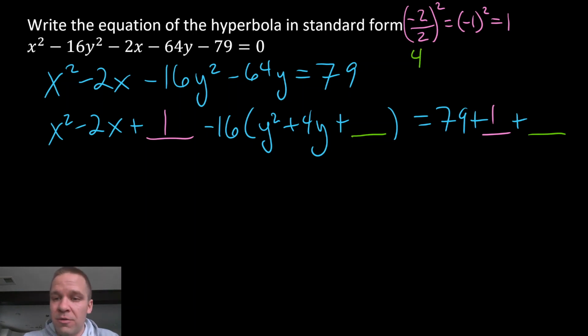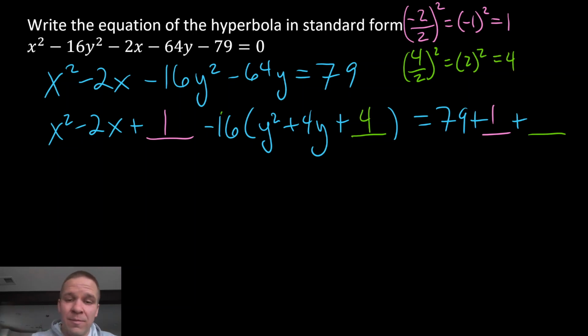Now I've got to do the 4. So 4 divided by 2 is 2. Squaring that gives me 4. So I'm going to add 4 here. But what am I really adding? That's negative 16. Negative 16 times 4, that's negative 64. So negative 64 would go right there. Be very careful with that. We got that negative now because we're dealing with a hyperbola, right?